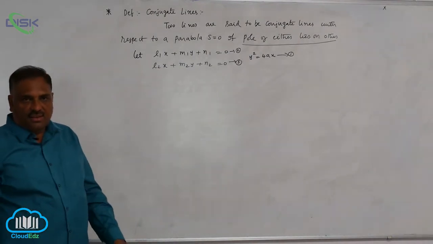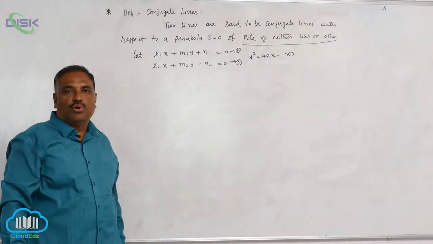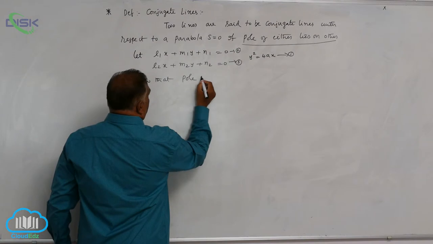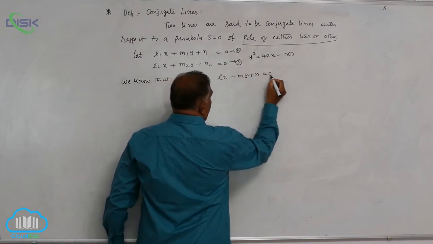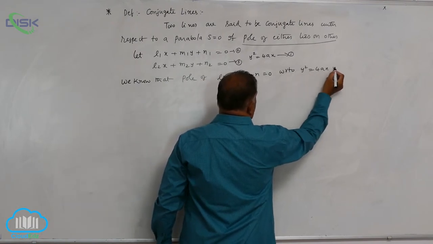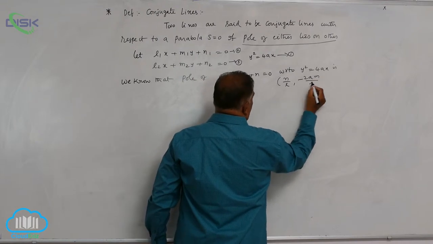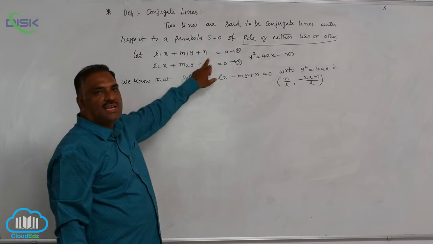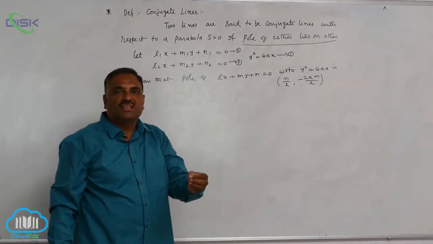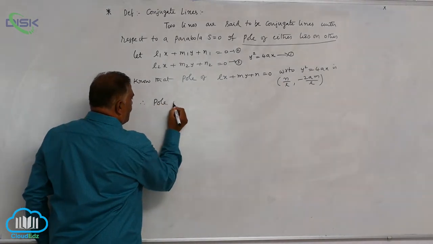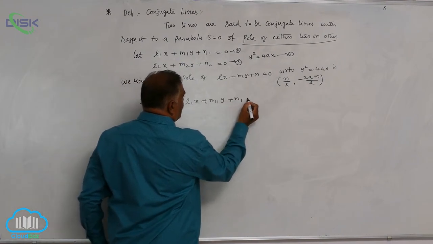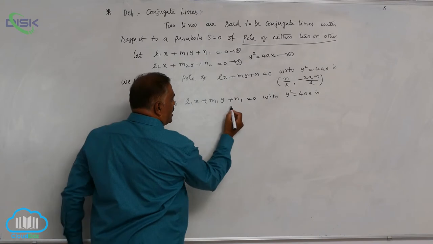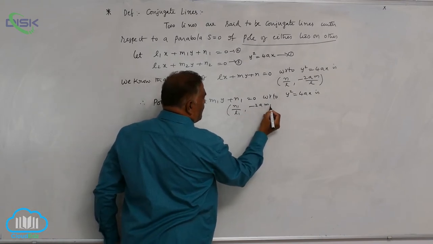Now, earlier we discussed it. The pole of any straight line Lx plus My plus N equal to 0 with respect to the parabola y square equal to 4ax is N by L comma minus 2aM by L. Now you can see, instead of Lx plus My plus N, we have L1x plus M1y plus N1, so only L, M, N are replaced by the suffixes. Therefore, we can write the pole of L1x plus M1y plus N1 equal to 0 with respect to the parabola y square equal to 4ax is N1 by L1 comma minus 2aM1 by L1.